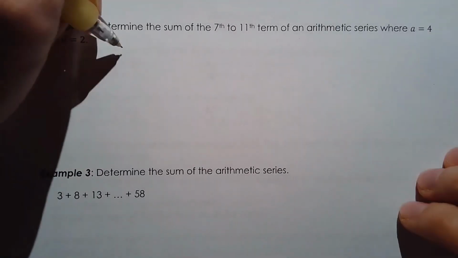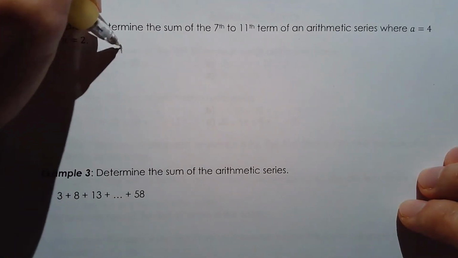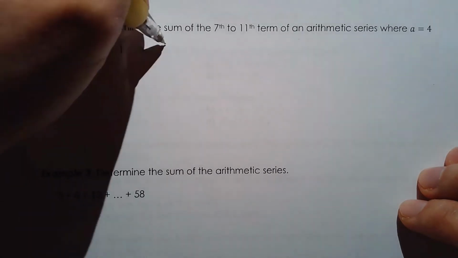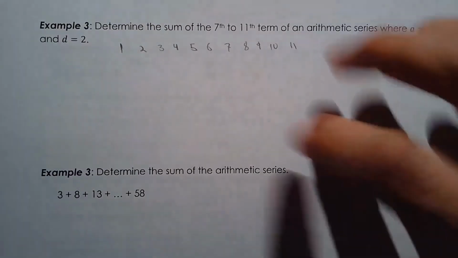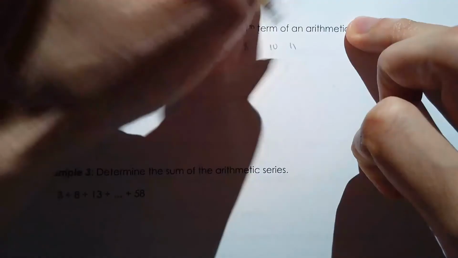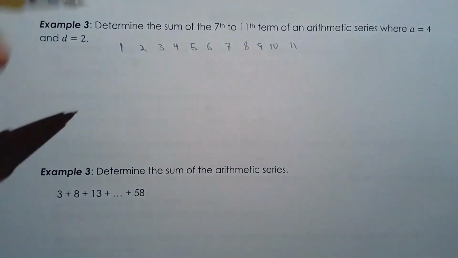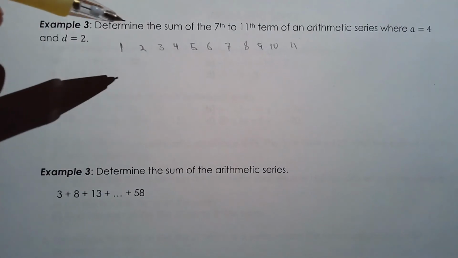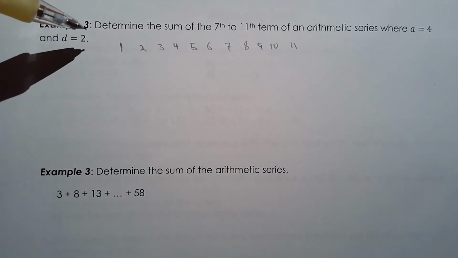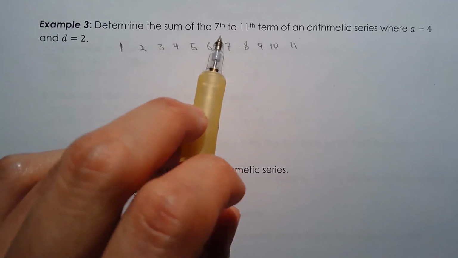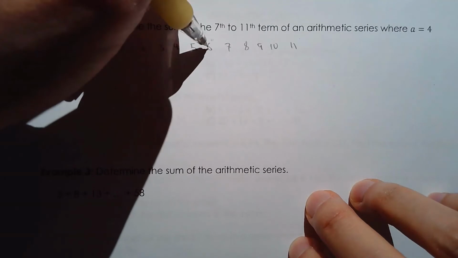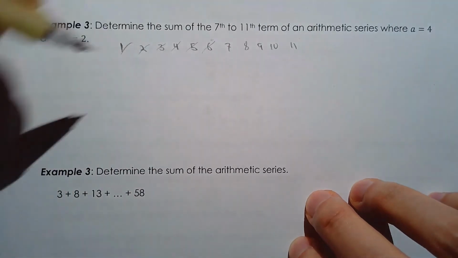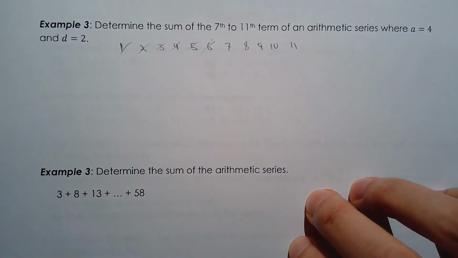So what I'm going to do is write the terms like 1, 2, 3, all the way up to 11. That wasn't very pretty, but I think we'll live with that. Okay, so I have the first 11 terms here. Now, I don't want the sum of the first 11 terms. I want the sum of the 7th to 11th. So I want to take away these 6 terms here. I don't want the sum of the first 6 terms. So I think we can figure out a strategy.